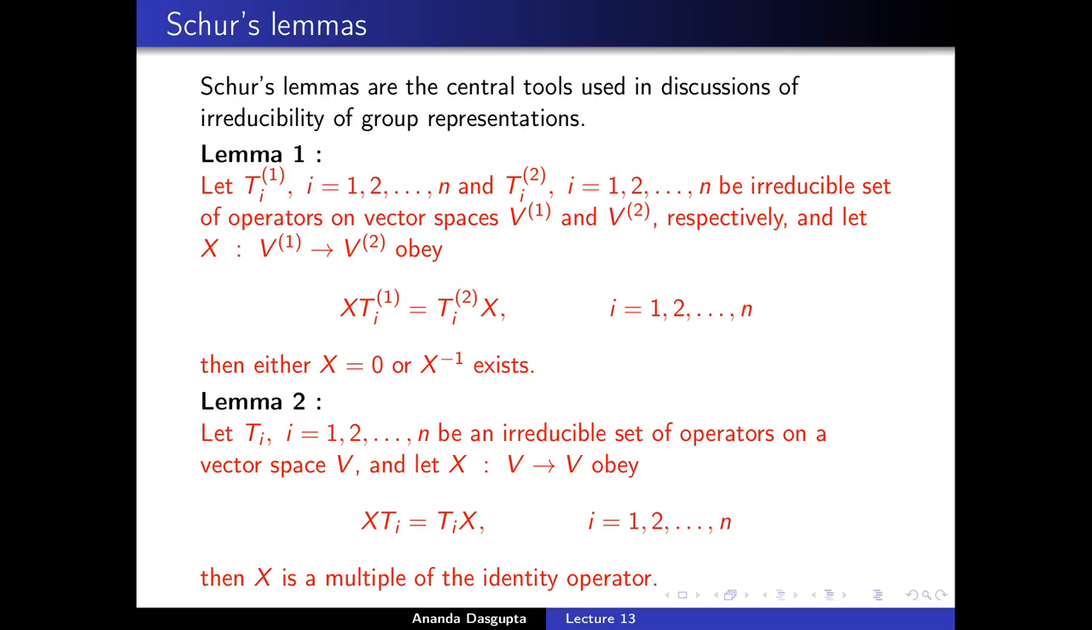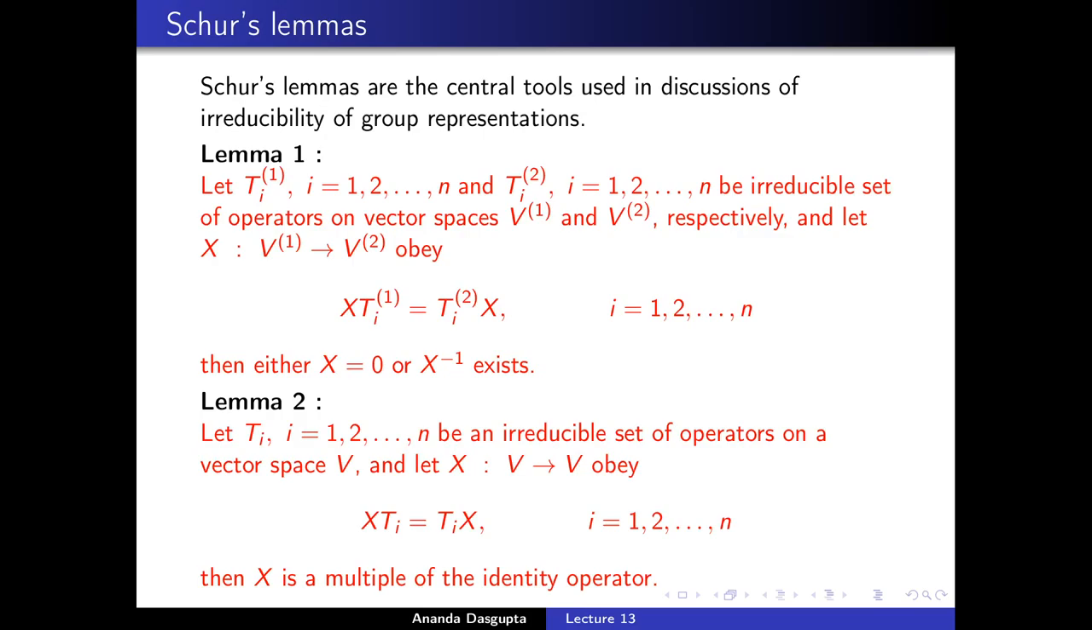For lemma 2, the setting is a single vector space V on which you have an irreducible set of operators T1, T2 up to Tn. And here you have a map X which maps V to itself and it commutes with each and every one of the T_i's. So X T_i equals T_i X, where i runs from 1, 2 all the way up to n. Then, as lemma 2 says, X must be a multiple of the identity operator.